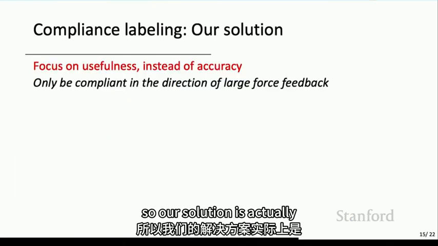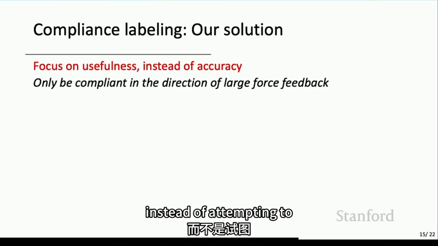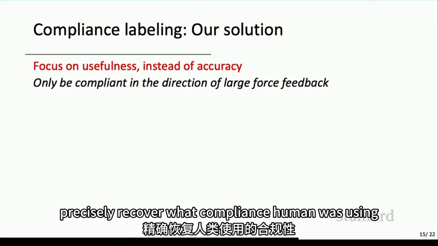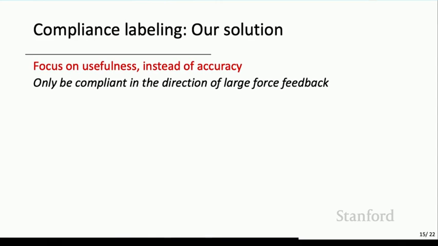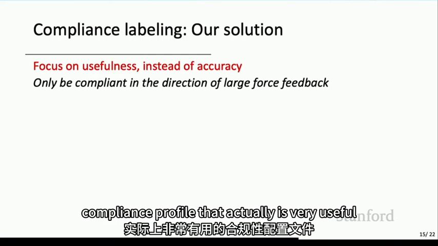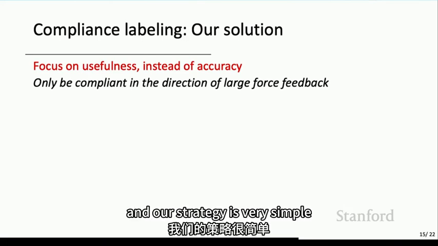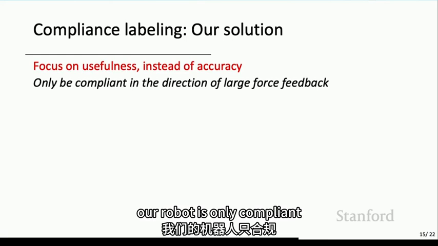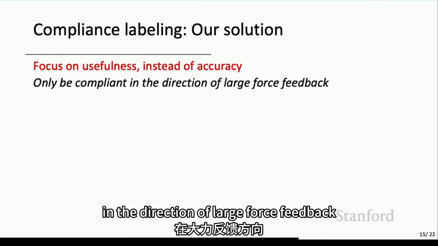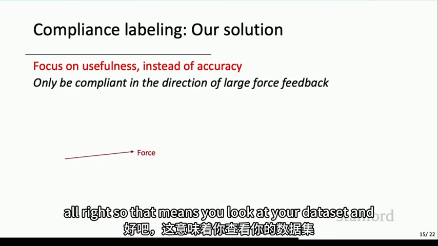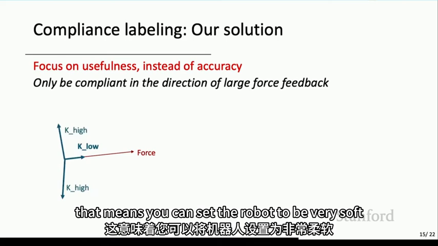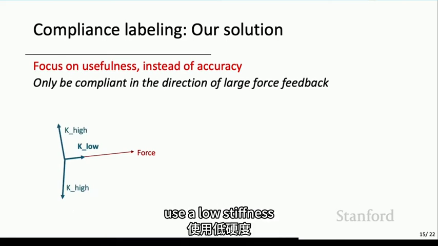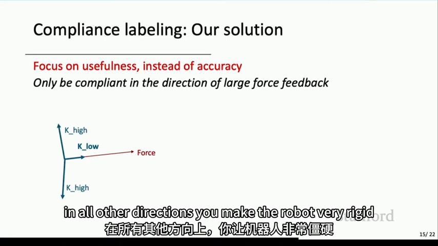So our solution is, instead of attempting to precisely recover what compliance the human was using, we chose to find one compliance profile that actually is very useful. It's useful enough. And our strategy is very simple. Our robot is only compliant in the direction of large force feedback. Right? So that means you look at your data set, and at any time instant, if you see a large force, that means you can set the robot to be very soft in that direction, use a low stiffness. In all other directions, you make the robot very rigid. Okay.